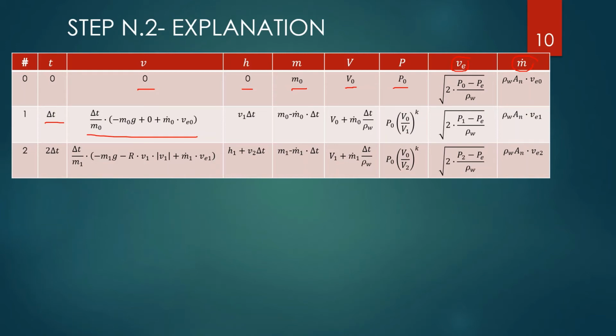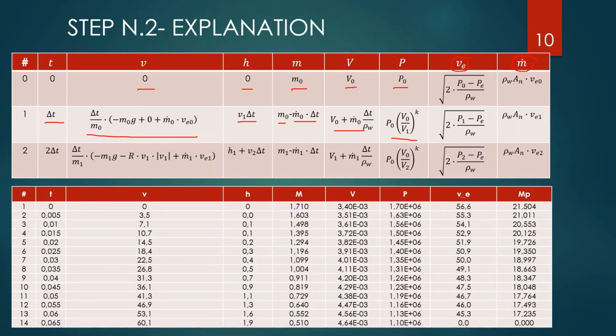The elevation is the velocity times delta t, then the mass is the mass before minus mass flow times delta t. For the volume, we need equation number 5. For the pressure, equation number 2. And for VE and M point, we use the same equations as before. And so on. In the table below, we run a real example with numbers.